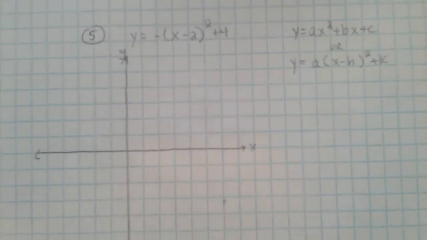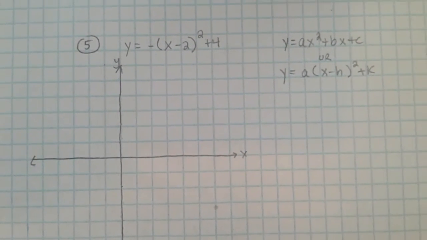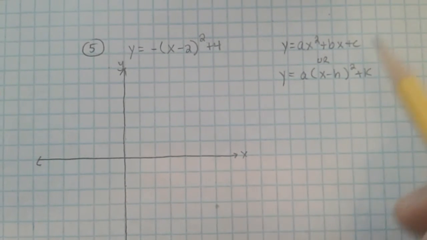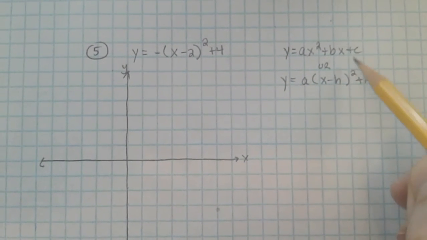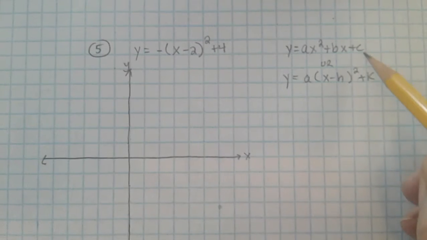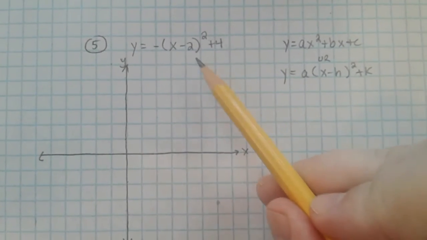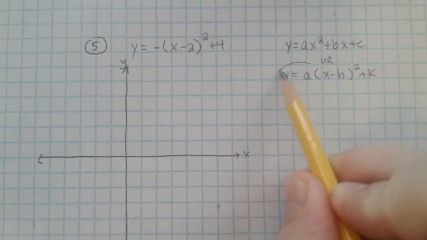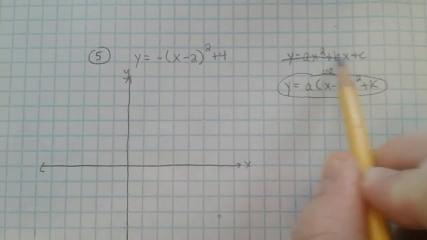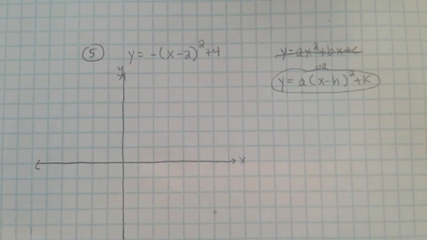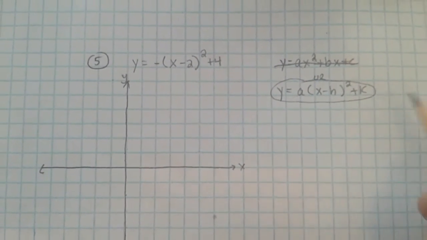Okay, next up we have number 5. Y equals negative x minus 2 squared plus 4. So once again, you need to determine which form. Is this standard form or is this vertex form? I see the parentheses, so that's going to tell me this one is in vertex form. It's not in standard form. Remember, you graph different ways depending on the form.